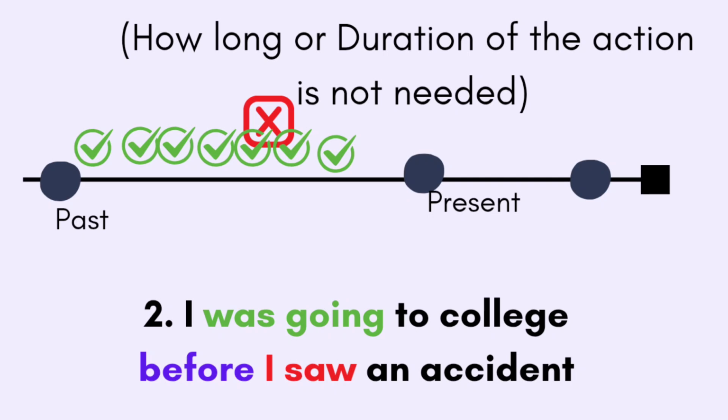Here I have mentioned one important note. How long, or the duration of an action, is not needed. So I won't say that I was going to college for 2 hours, for 3 hours. That is the wrong usage. Don't mention the duration of an action in past continuous and present continuous. We will see another, look at the same example in past perfect continuous tense.